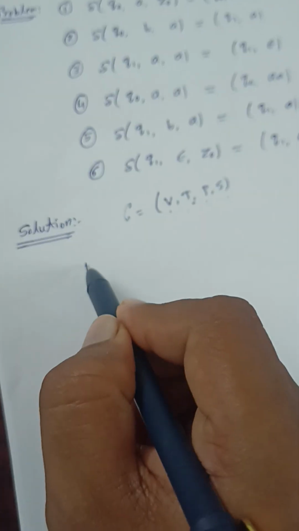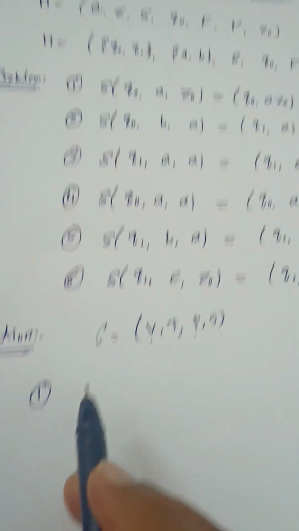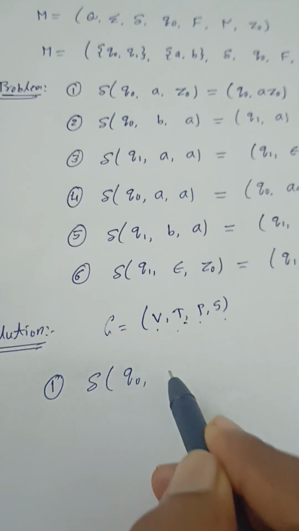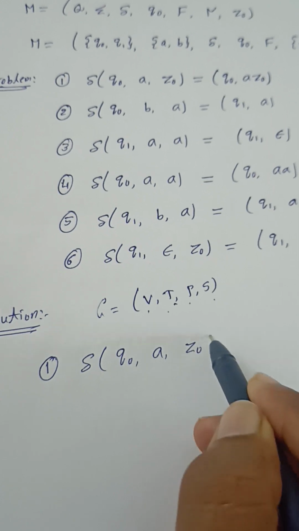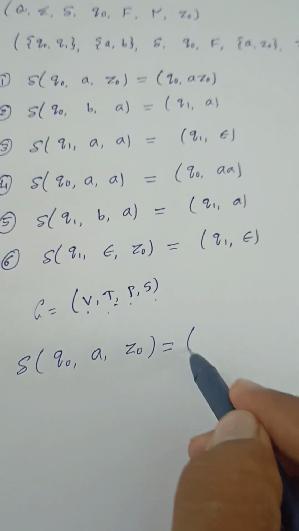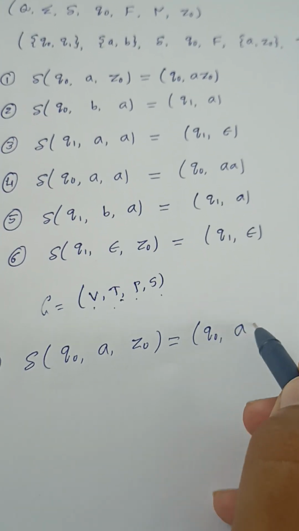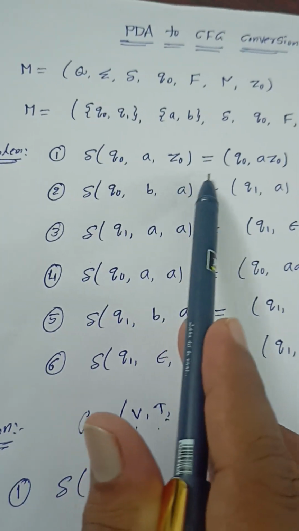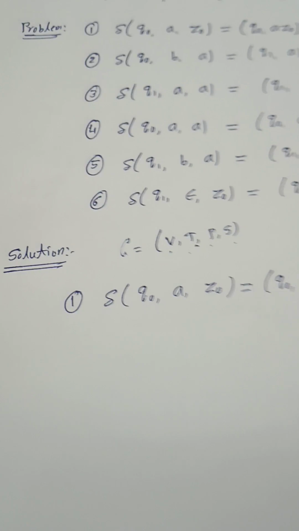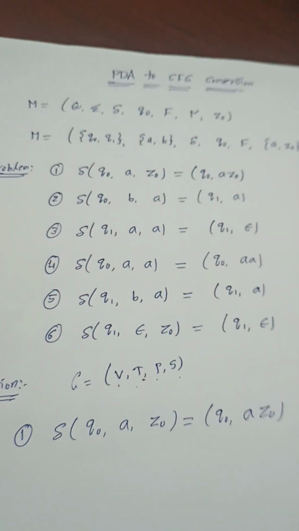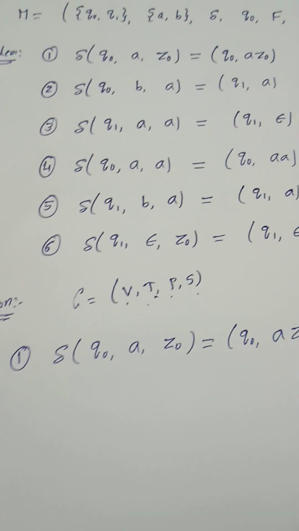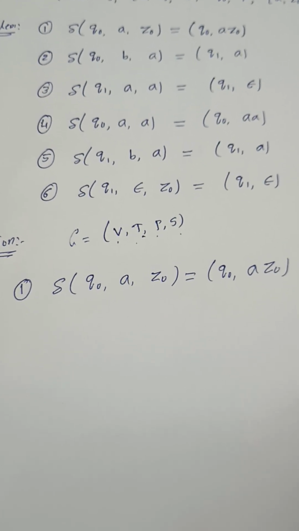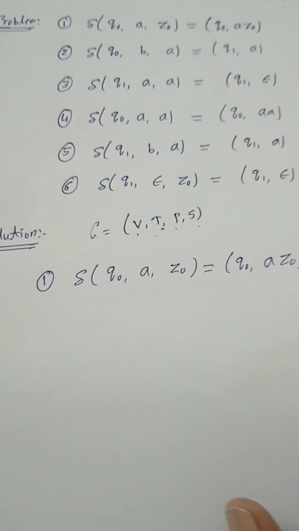Please observe that. The first transition function, delta of q0 comma a comma Z0 is equal to q0 comma a Z0. This is the first transition function. In the PDA to CFG conversion, we will follow 3 rules. Now I will explain these rules also with the help of an example.